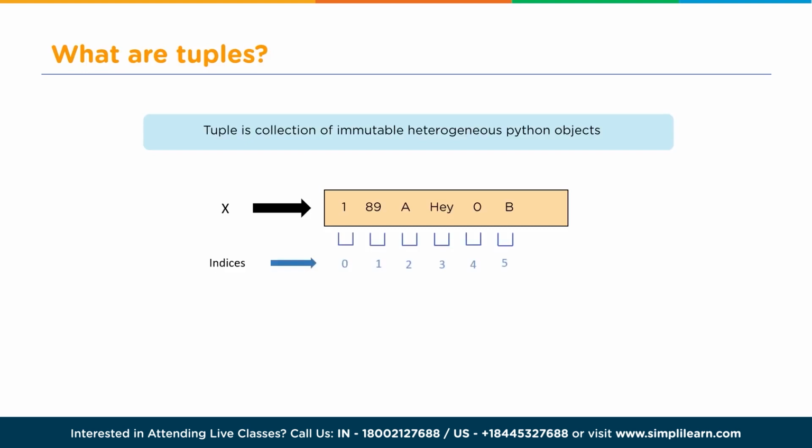Now we look at indices. Every element in a tuple takes up a position, and this position is what we refer to as an index. In plural, that's indices. The indices for tuples, lists and strings in Python and most other programming languages start with 0. So your element 1 is at the 0th position, your element 89 is at the 1st position, and so on, where B is at the 5th position. In a way you can say that the length of your tuple x is 6, but the last index of your tuple x is 5 because it starts from 0 onwards.